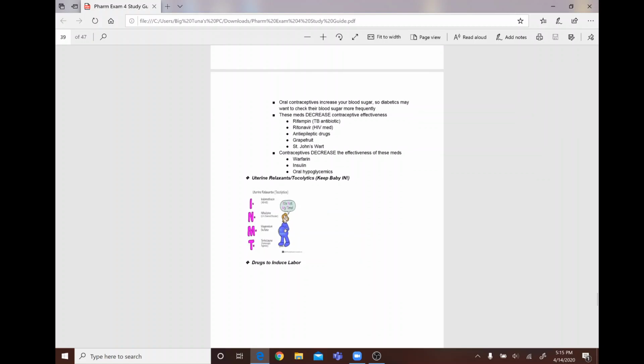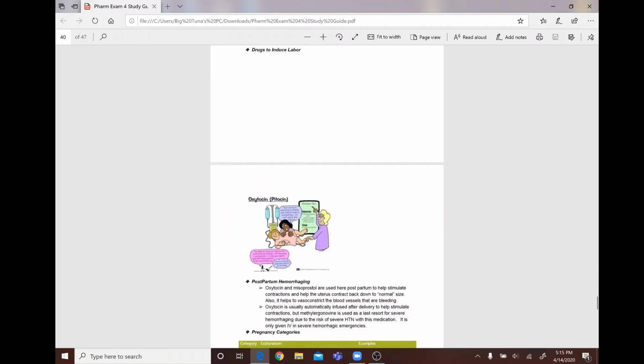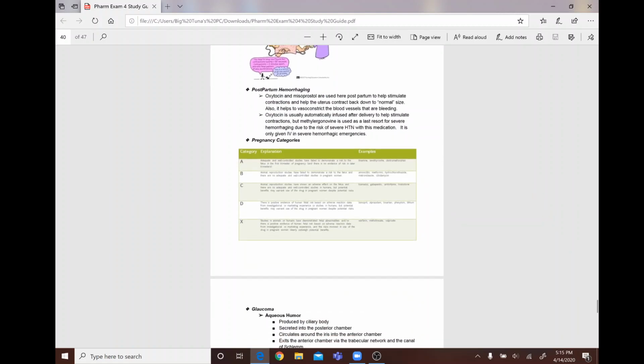Uterine relaxants or tocolytics keep the baby in, such as indomethacin, nifedipine, magnesium sulfate, and terbutaline. These drugs are used to induce labor: oxytocin. Some category A drugs are going to be thiamine, levothyroxine, dextromethorphan.